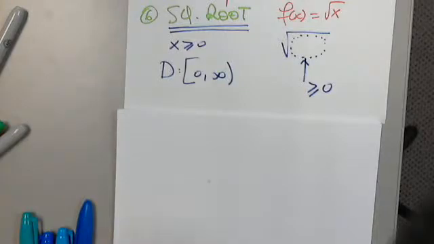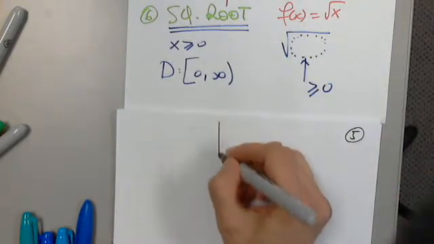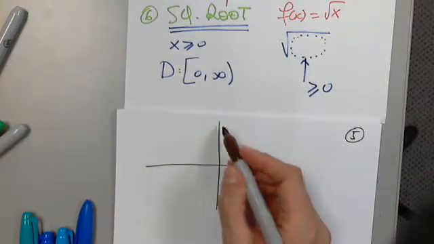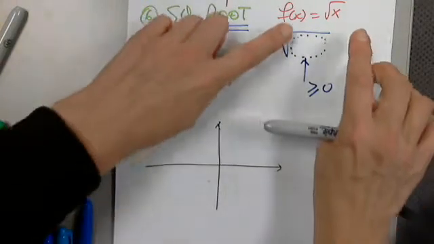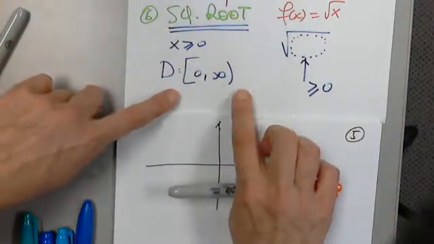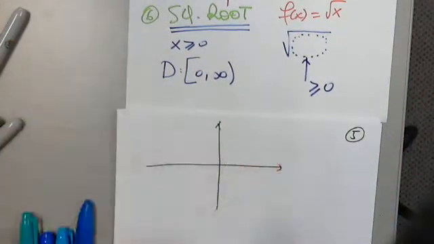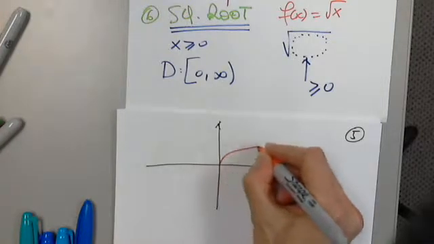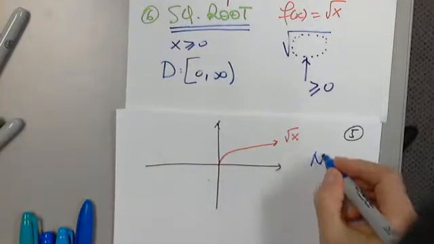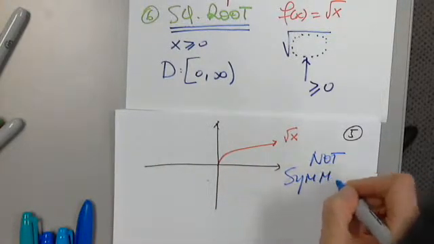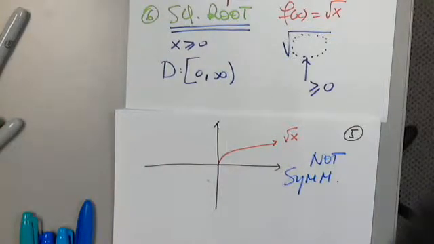And we have to commit to memory this graph. Well, after today, you should remember it because we're going to graph it several times. So here's the graph of the square root of x on the domain 0 to infinity. Here it is. It's not a straight line. Odd, even, or none of the above? Very good. Not symmetric. It's not symmetric. It's not odd. It's not even.